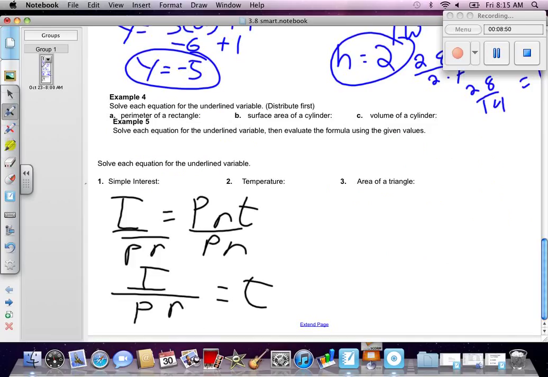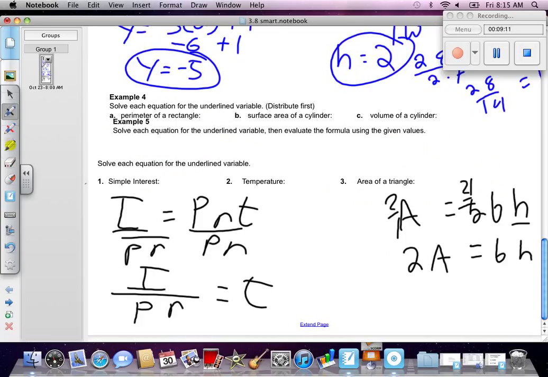Let's try one more. Let's try 3. I've got the area equals 1/2 base times height. I want height alone. The first thing I need to do is get rid of the what? 1/2 base. 1/2. So I'm going to times both sides by 2 over 1. So I get 2 times the area equals base times height. What is base doing to height? It's being multiplied, so you divide. So I divide both sides by base. So 2 times the area over the base equals the height.